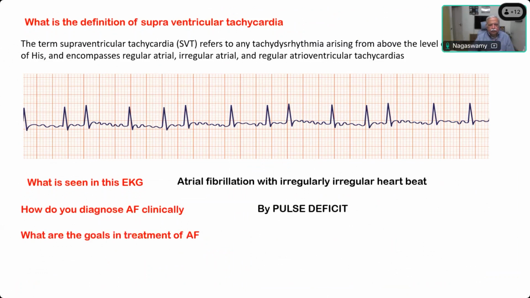What are the goals in treatment of AF? Hemodynamic stability, to prevent cardioembolic events, and to control the rate. Rate control, rhythm control, and anticoagulation.